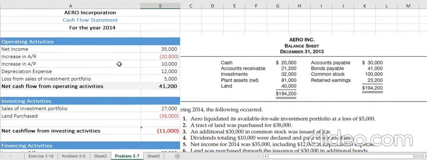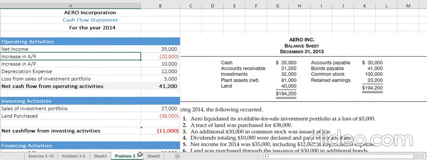So this was the solution of problem 5-7, not the exercise, problem 5-7. I hope you got the point.